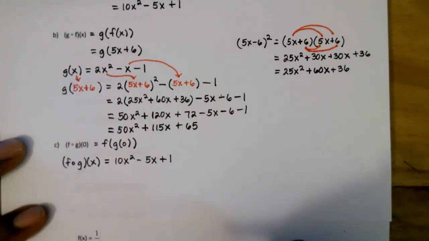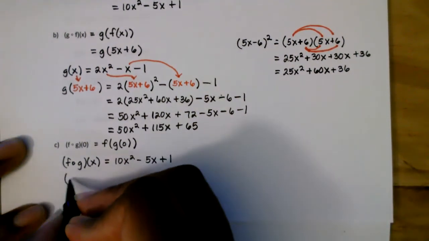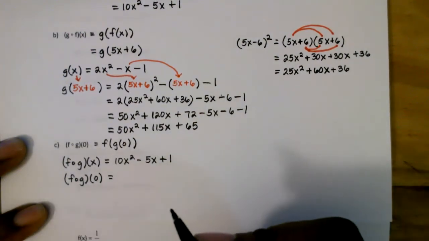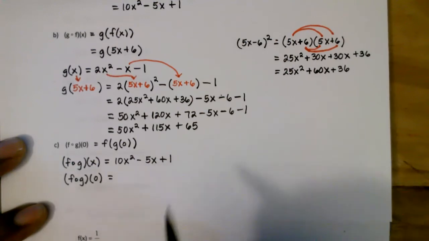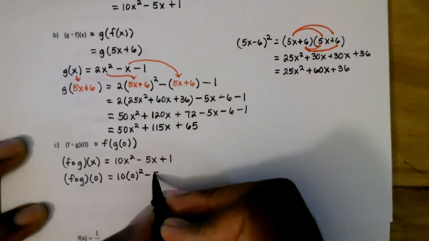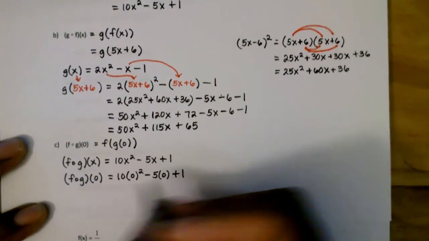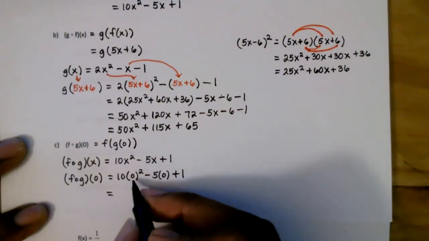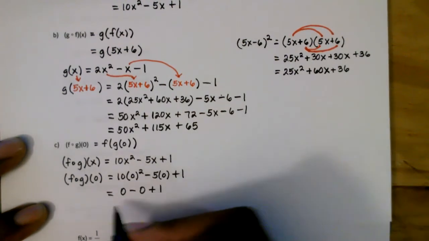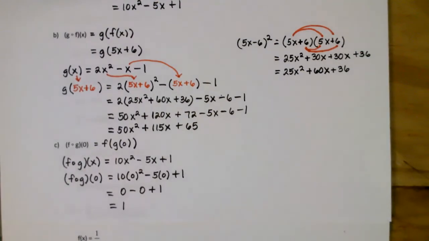Okay. And here, I want to find the composition of f with g when x is equal to 0. So all we do there is just substitute 0 into that composed function. So it'd be 10 times 0 squared minus 5 times 0 plus 1. Well, this is going to be easy. 0 squared is 0 times the 10 is 0. Minus 5 times 0 is 0. And you'll end up with 1. So the composition of f with g of x when x is equal to 0 is just going to be 1. Okay.